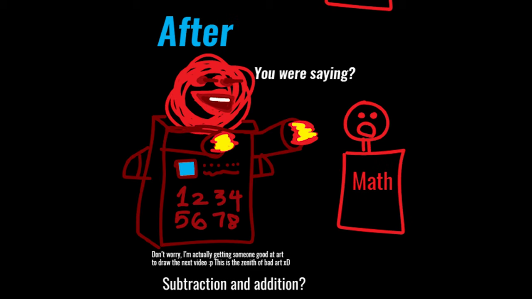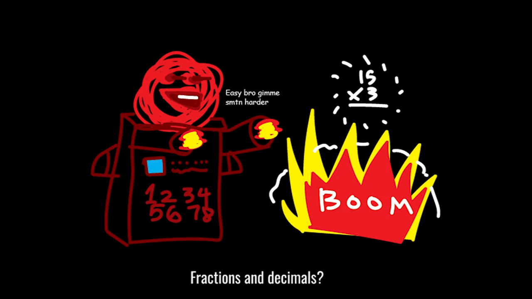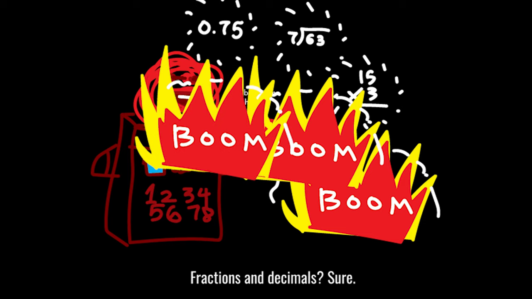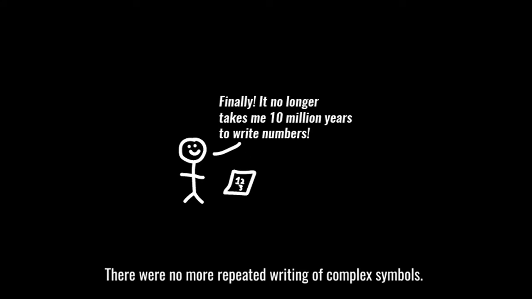Subtraction and addition. No problem. Multiplication and division. Easy. Fractions and decimals. Sure. Comparing numbers. It can do it. Plus, there were no more repeated writing of complex symbols.